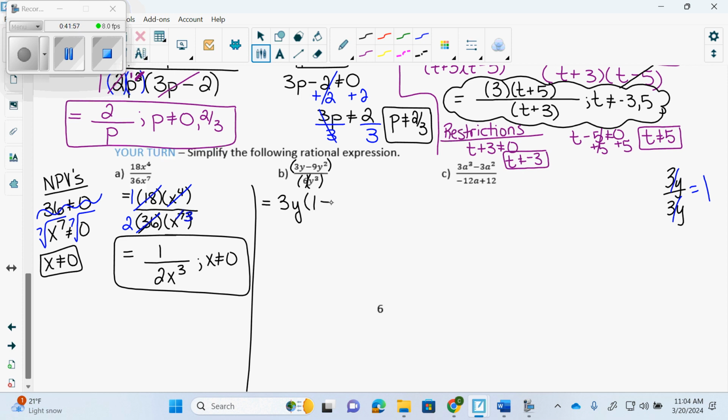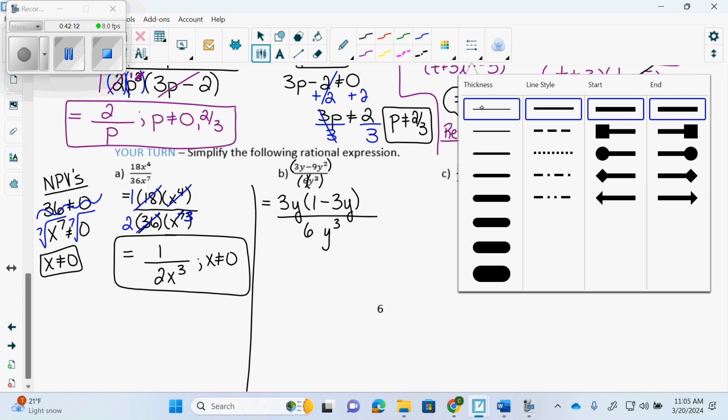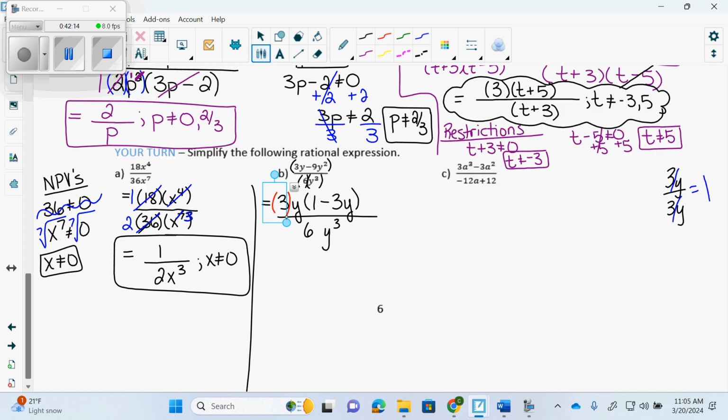What's 9 divided by 3? 3. What's y squared? Take out a y. A y. So there is my human. And then I have a 6 and a y cubed in the bottom. So that's the human. Snowball, snowball, get out of my leg. Snowball, snowball. Right? Anything not attached with plus or minus signs is snowballs.